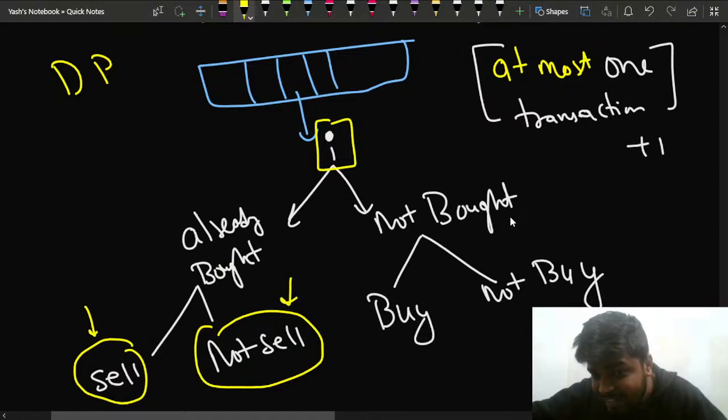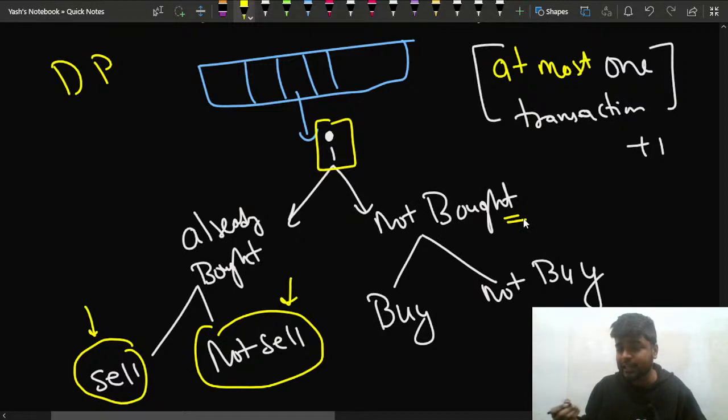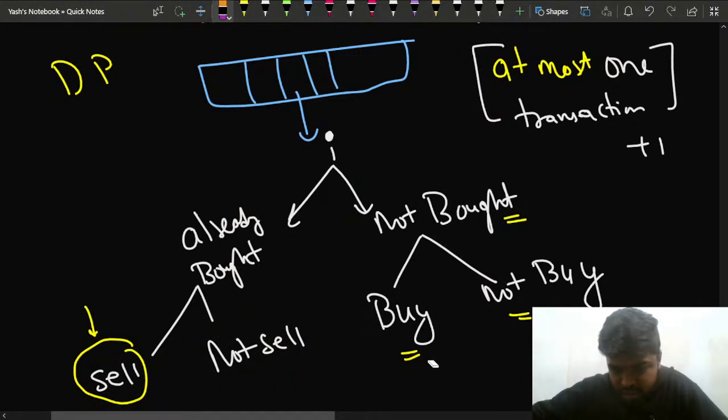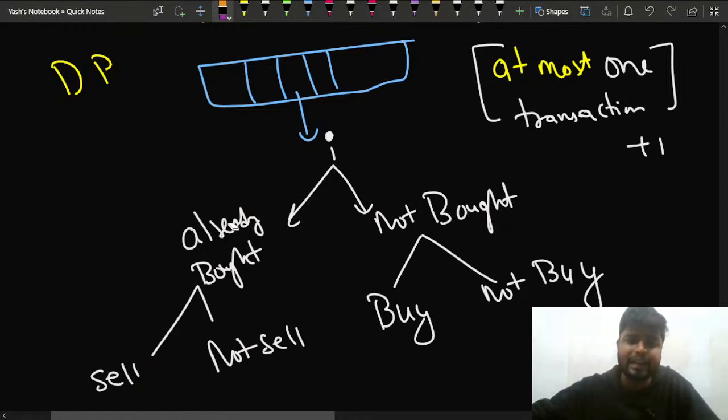Another case could be that I have not bought it. Then on the ith day either I can choose to buy it, or I can choose to not buy it and move to the i plus 1th day. These are the things that are possible. Now notice one thing: there are a lot of choices for each ith day, and that depends on two parameters, whether I have bought a stock or not.